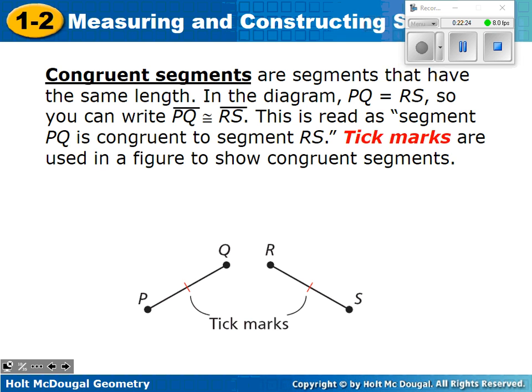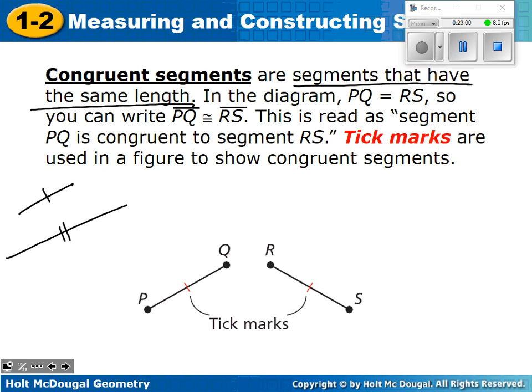The next thing we're going to talk about are tick marks. Tick marks are going to be used to show you that things are congruent. What does congruent mean? Congruent means that they have the same measure. So we're going to have congruent segments. Congruent segments are simply segments that have the same length or the same measure. If things are congruent, they're going to put tick marks on them or different sets of tick marks if they're not congruent. So you may see 2 line segments drawn that have different lengths, and they may put different numbers of marks to indicate that they are not congruent.